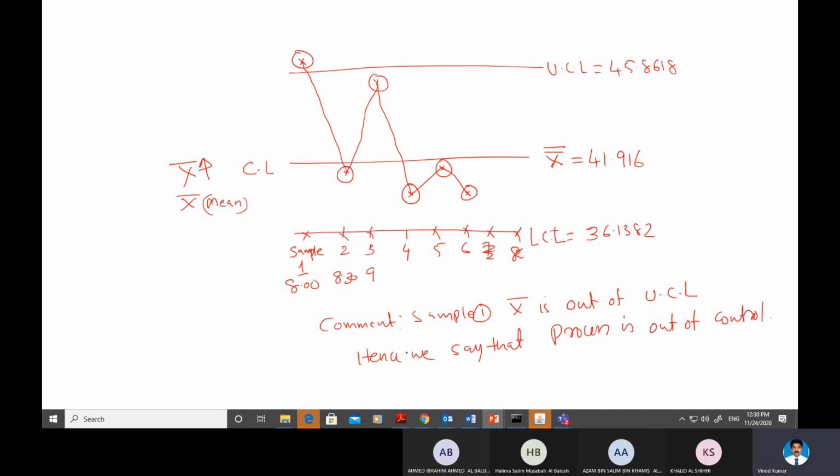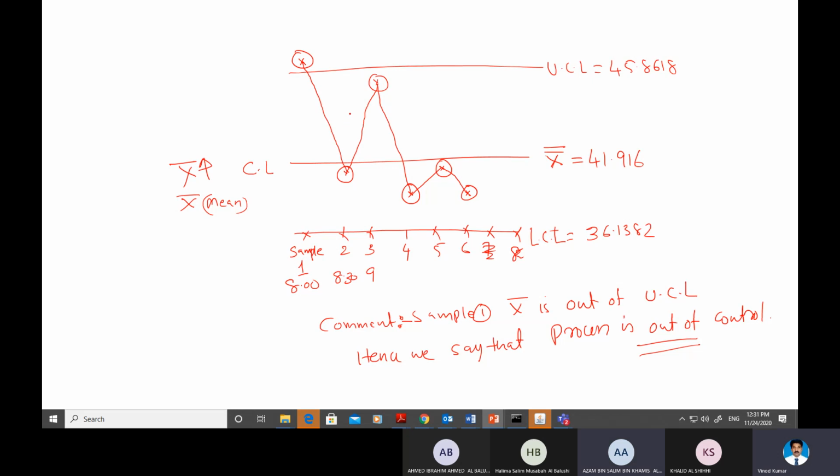Is that clear to you? This is the comment: sample 1 x bar mean is out of the upper control limit. Hence we say that the process is not under control. Why? Because the mean value has gone out of either the upper or lower limit. If it is between these two, between upper control limit and lower limit, no problem. If it is out of the upper control limit or lower control limit, we say that the process is out of control. This is the final conclusion. Is that clear?